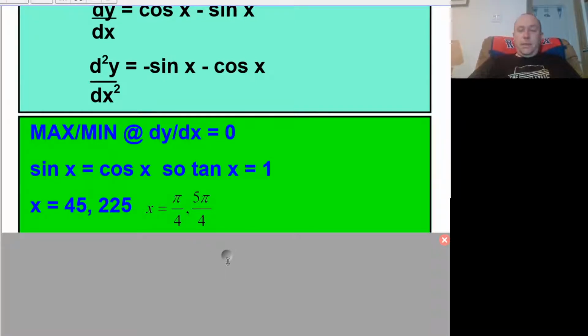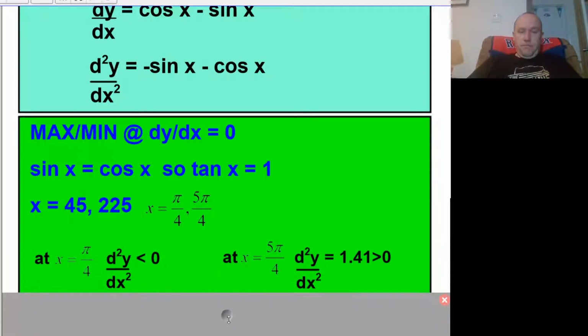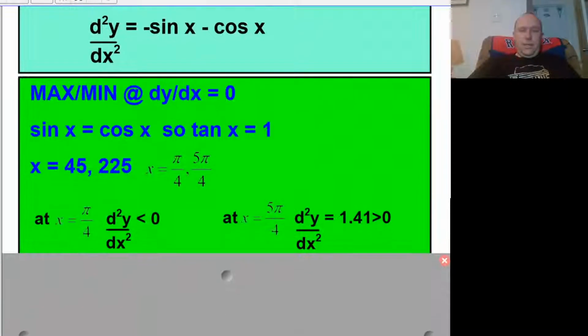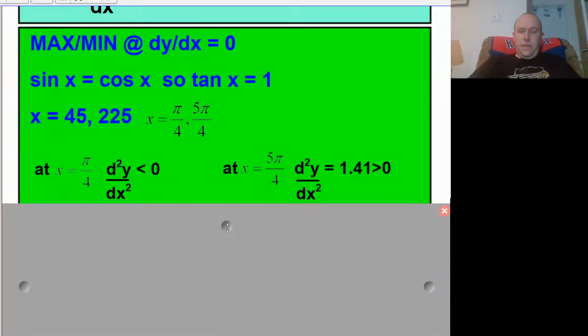What we don't know, though, is are these maximums or minimums? So as we're doing this, if we did do this in degrees, when we substitute into this second derivative, we do need to make sure that we change it back into radians at this point. So if you plug pi over 4 into here, what you should notice on the calculator is that it turns out to be less than 0. Remember, that's what we're really interested in. Is this less than 0 or is it greater than 0? And if you plug in 5 pi over 4, you get about 1.41, which is greater than 0.